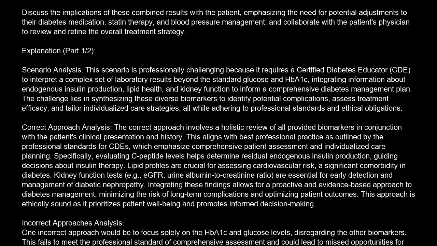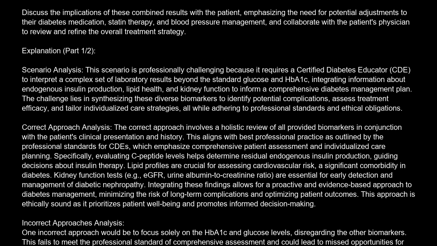The correct answer is C. Discuss the implications of these combined results with the patient, emphasizing the need for potential adjustments to their diabetes medication, statin therapy, and blood pressure management, and collaborate with the patient's physician to review and refine the overall treatment strategy.